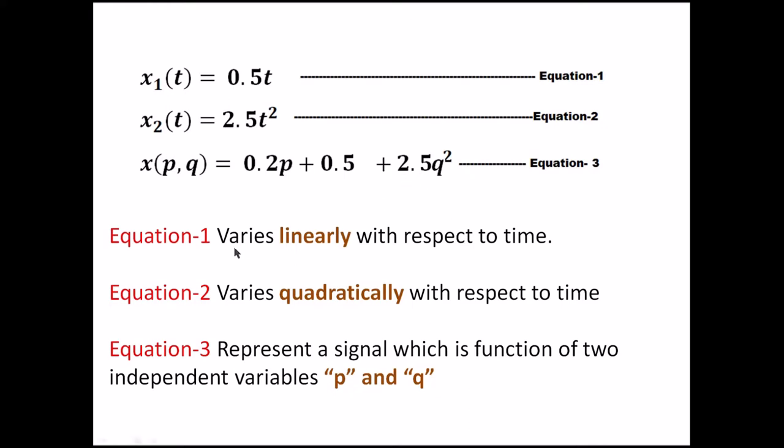Equation number 1 varies linearly with respect to time. This is a linear equation, or you can say it is the equation of a straight line passing through the origin. Equation number 2 varies quadratically with respect to time. This is a quadratic equation, or you can say a parabolic equation. It is also passing through the origin, but it is non-linear in nature. The third one represents a signal which is a function of two independent variables, p and q.